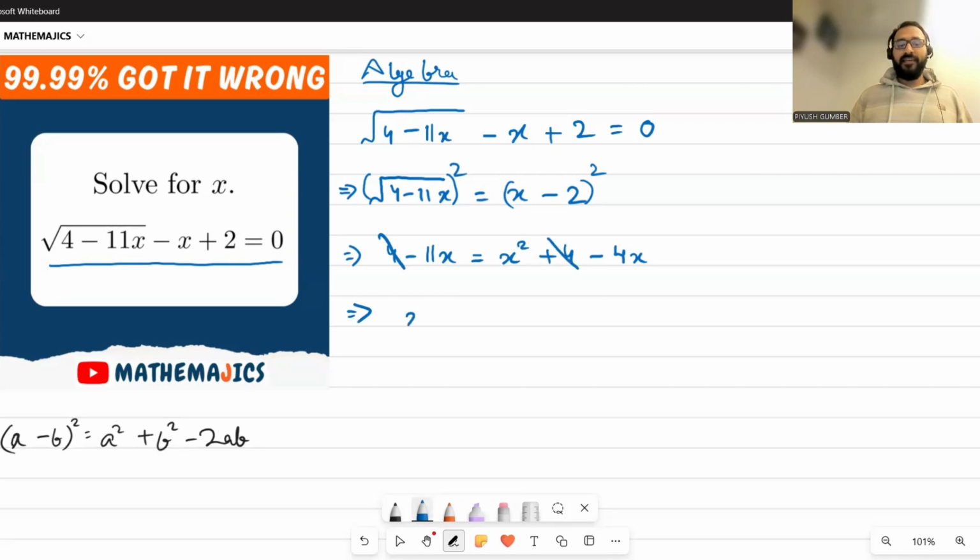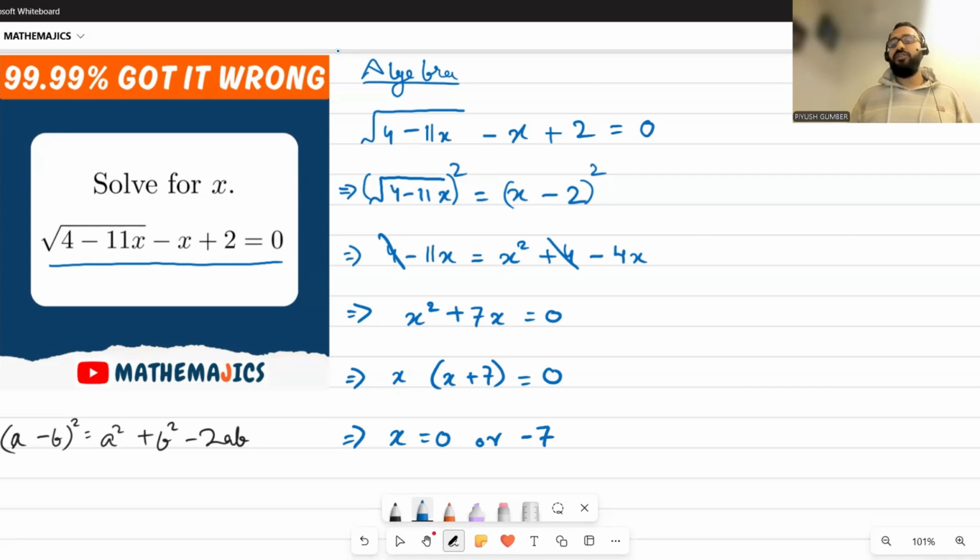Further solving it, we will get x square plus 7x is equal to 0. Now we can take x as common and we will get x times (x plus 7) equals 0. Solving this further, we get either x equals 0 or x equals negative 7. Okay. Now comes the most important part. Generally, after this step, students write that the value of x is 0 or negative 7 without checking whether x equals 0 and x equals negative 7 satisfy the equation or not.